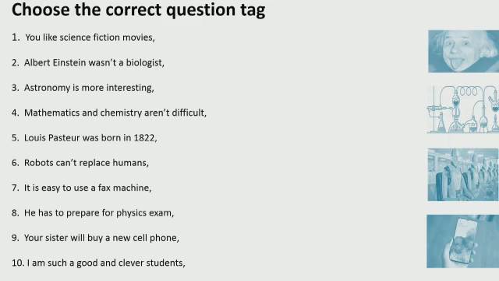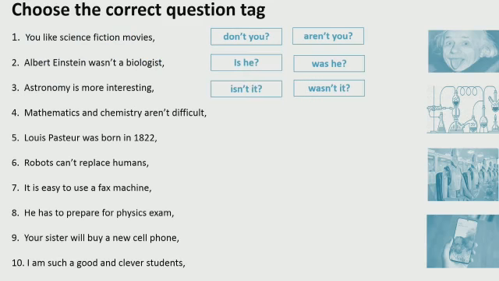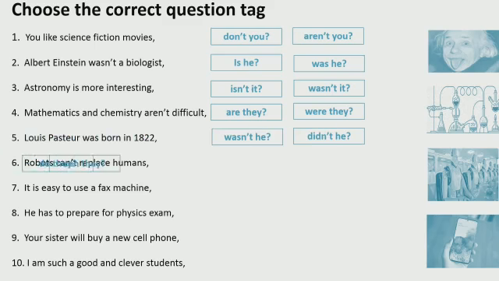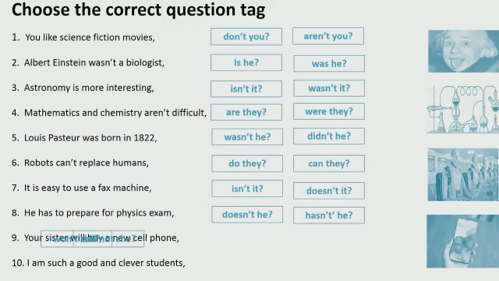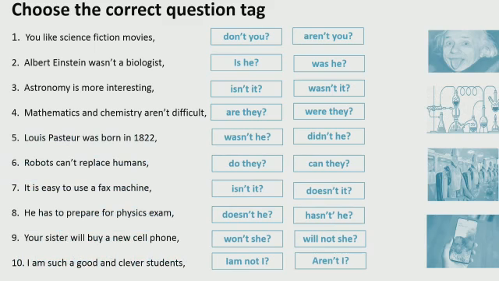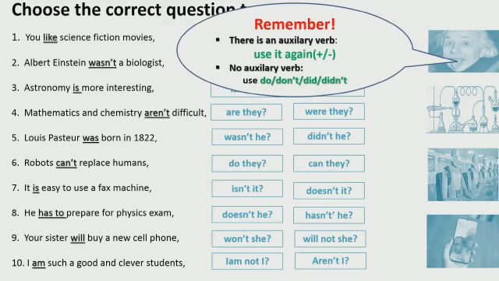Okay, so we have 10 sentences. And I would like you to choose the correct question tag for each sentence. Are you ready? Good. But before we move on, I need to remind you of something. Okay, so I underlined some words here, some verbs for you. Okay, so this is a reminder.